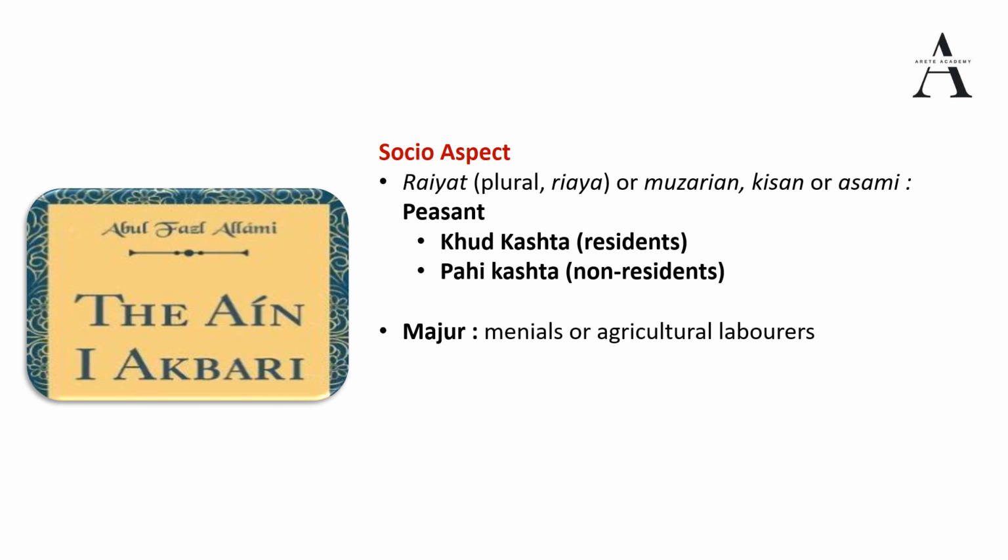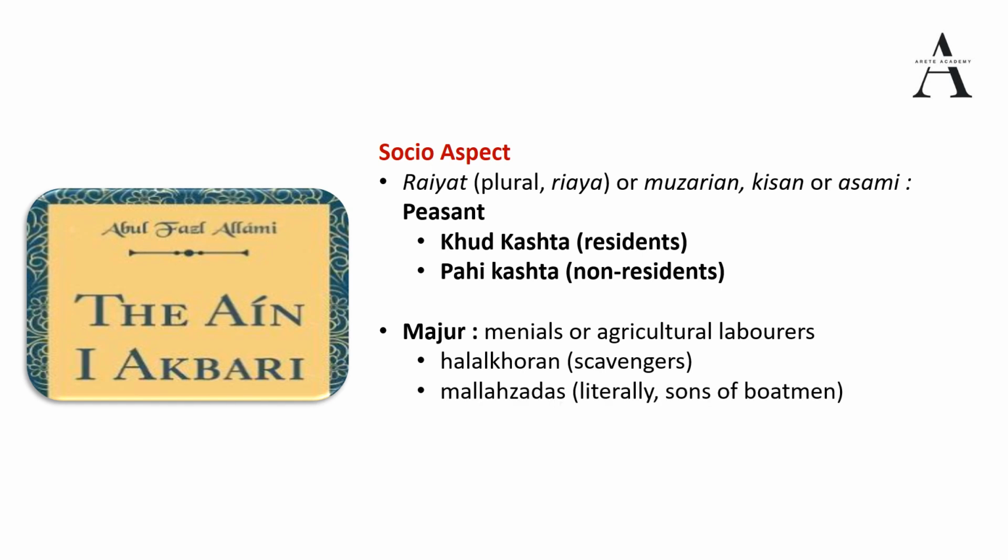So they were called Majur. In the Muslim community, there were Halalkhoran, the scavengers. The society was divided on the basis of caste and on the basis of different work. So in Muslim communities, menials like Halalkhoran, scavengers, were housed outside the boundaries of the village. Similarly, Mallahzada means basically the sons of boatmen in Bihar. They were compared with slaves. So this was the socio-cultural aspect at that time. There was caste-based discrimination, and accordingly the names were there.